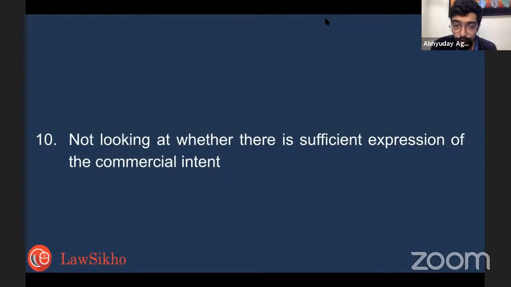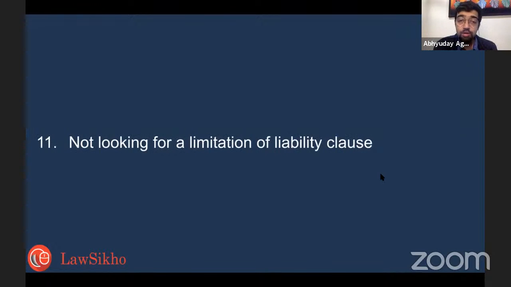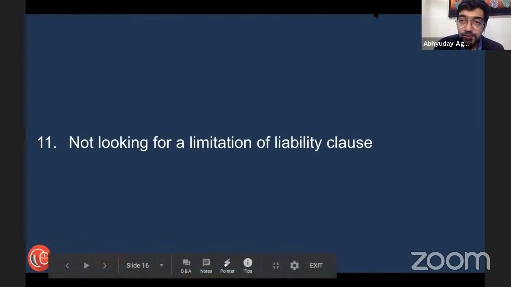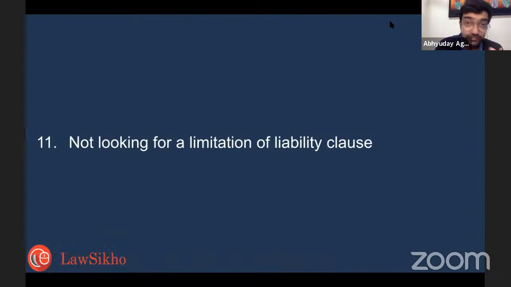Okay. Murthy, very good. You're writing more complex sentences and not being able to write precise and simple sentences. Very good. Okay, good that you're identifying these gaps so that you can work on these. Not looking for a limitation of liability clause while reviewing, and not drafting one while drafting.